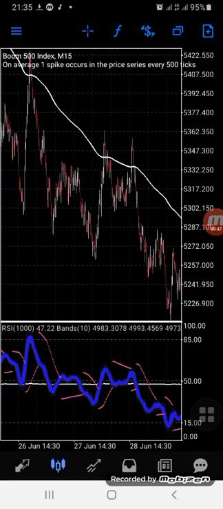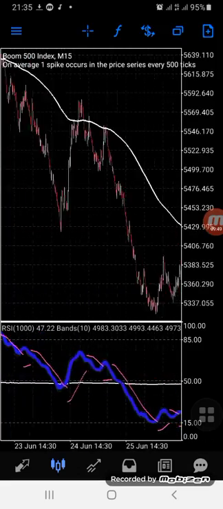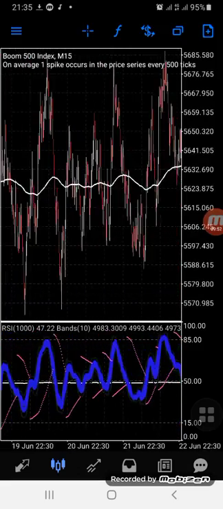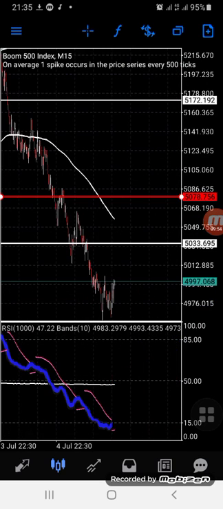When the market is above it, then you know it is an uptrend. When it's below it, then you know it's a downtrend. That is very simple and easy.